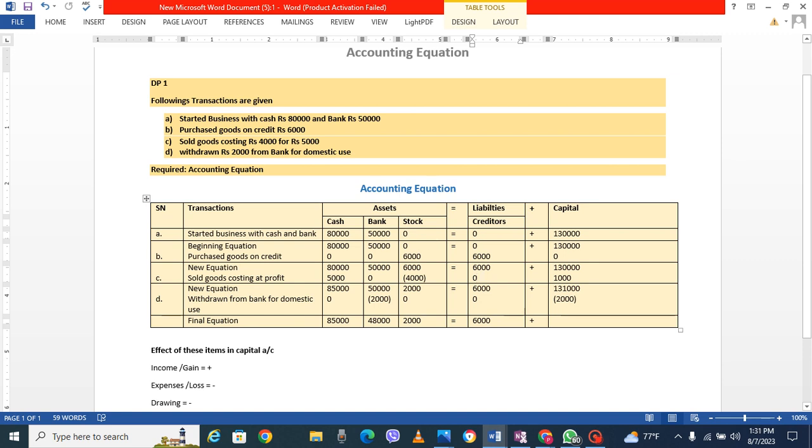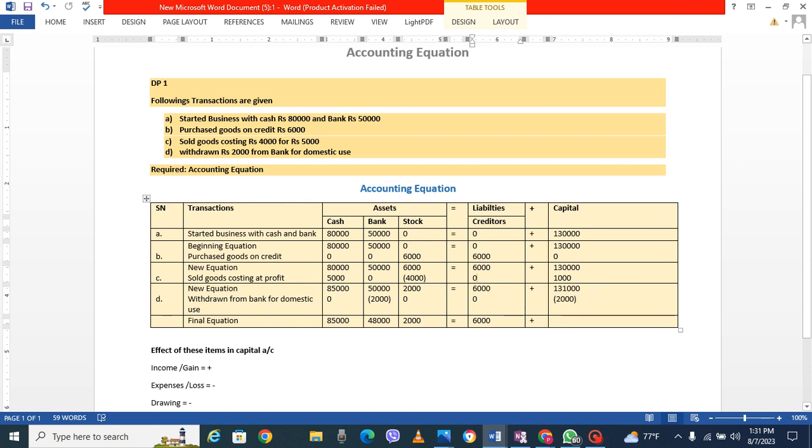So now again your new equation will be 80,000 plus 5, 85,000 in total cash, 50,000 plus 0, 50,000 in bank, 6,000 minus 4,000 equals 2,000 on your stock account, equals 6,000 plus 0, that comes 6,000 rupees, and 130 plus 1, that becomes 131. So now again, if you add these all, 85 plus 50 plus 2, that comes 137, equals 6 plus 131, 137. So that is equal.